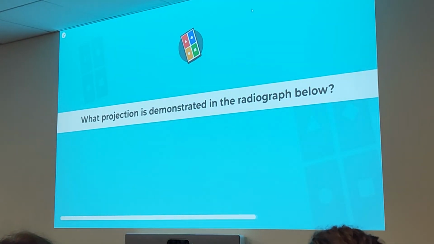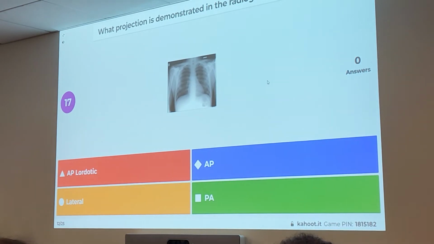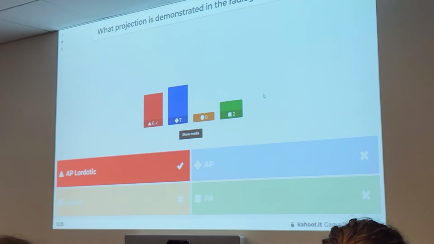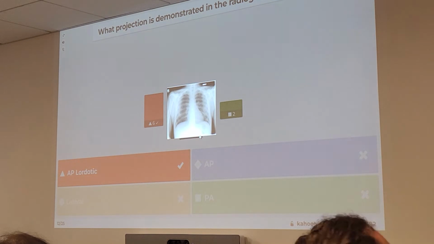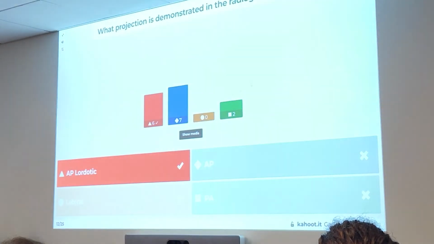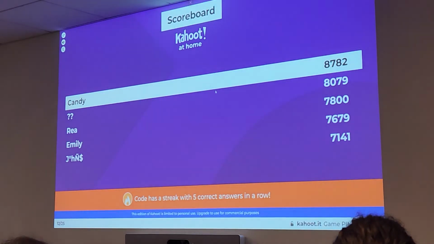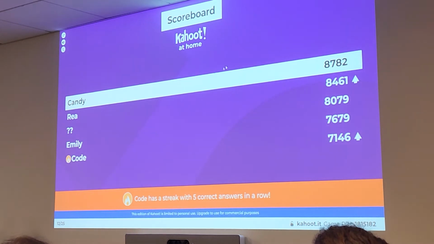What projection is demonstrated in the radiograph below? Careful, look closely. You've got to look at everything. A little tricky on this one. Clavicles up. Lordotic. Y'all see why? Look at the top of the clavicles, above the lungs and very horizontal. It's a lordotic chest. That was the first thing I looked at. I've got to get a little more challenging. Y'all did too well in the last one.